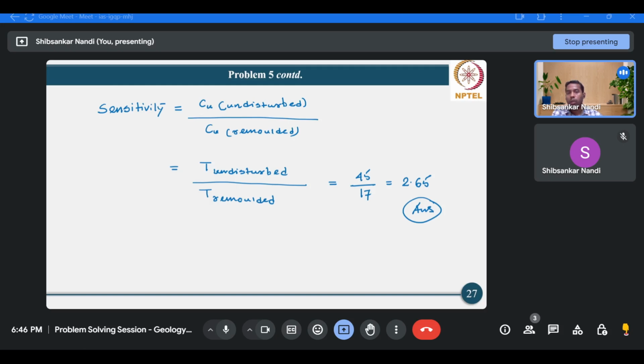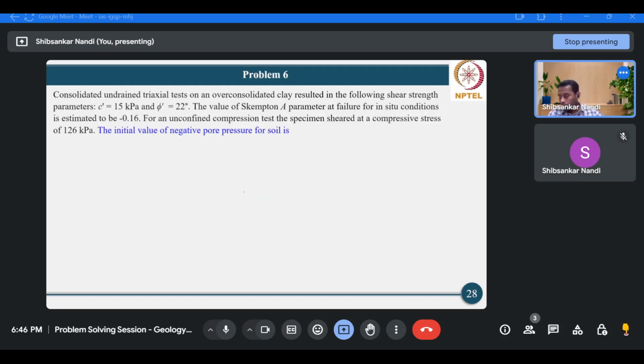Both will give you the same answer. So any problem till now? If not, then we'll take our last problem.